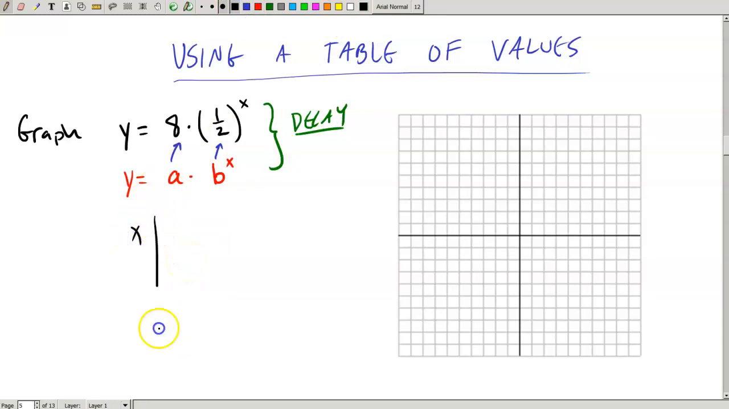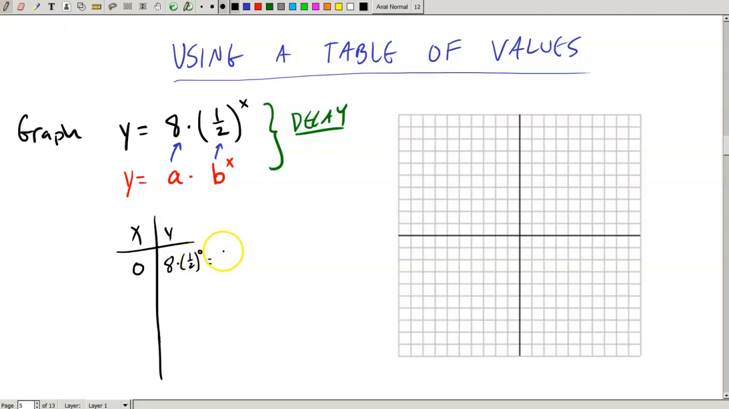So for the table of values, we're going to have an x and y chart, and we'll start with plugging in 0. If we plug in 0 into this, we'd have 8 times 1/2 raised to the 0. Well, again, anything to the 0 is 1.